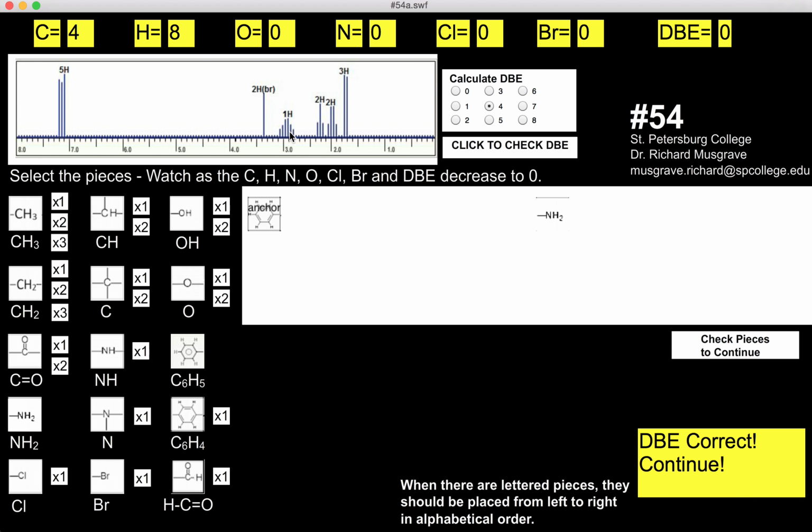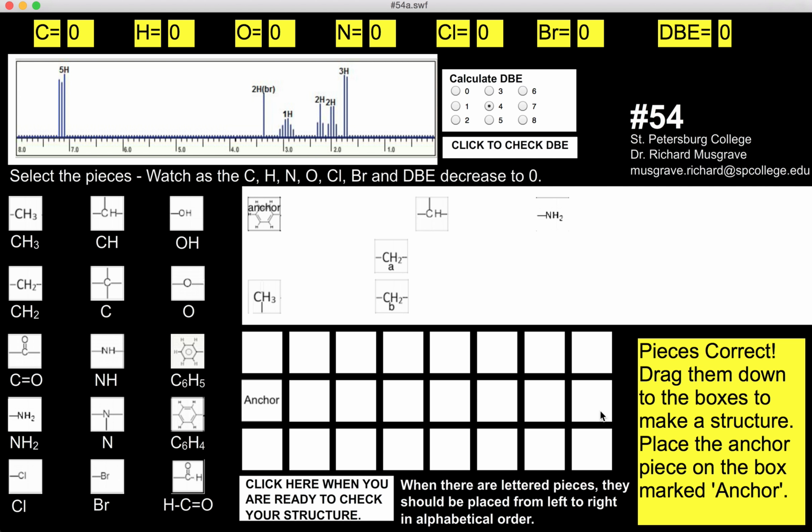We have 1H here, that's going to be a CH. We've got two 2H's and those are going to be definitely CH2s. And then we've got a 3H, that's going to be a CH3. So these are the correct pieces. We can start putting them together.